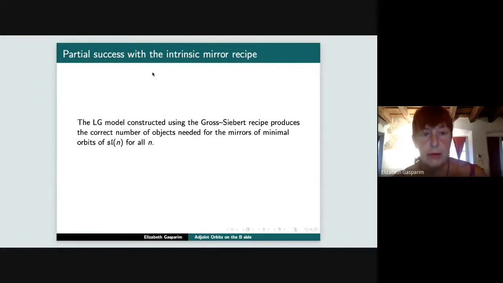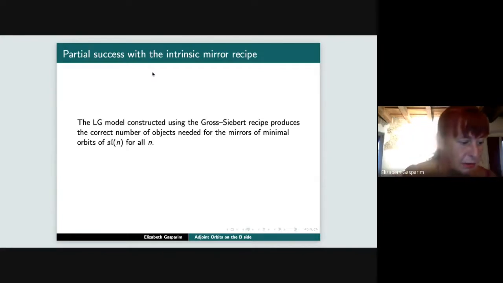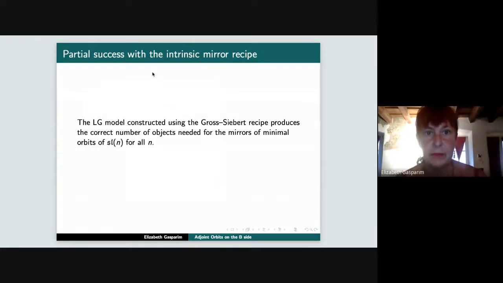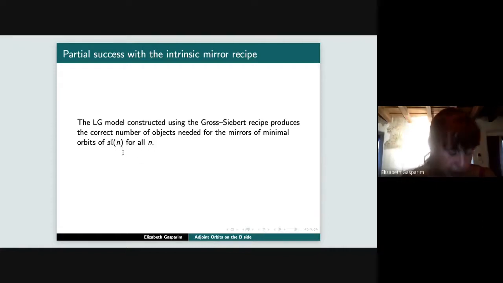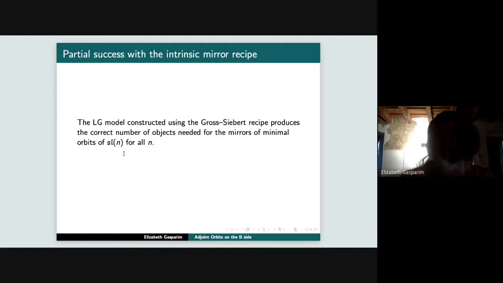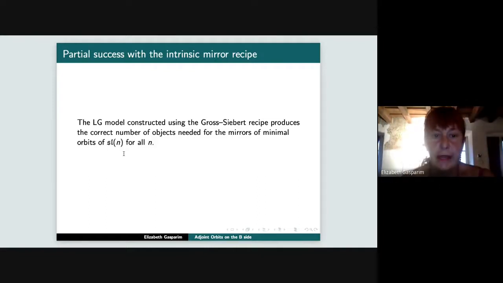Right, so where are we now? We have partial success with the intrinsic mirror symmetry recipe in the following sense. Why is it partial? I constructed the mirrors for the minimal adjoint orbit of SL_n, that means the case where the diagonal is (n-1, -1, ..., -1). You just have that.